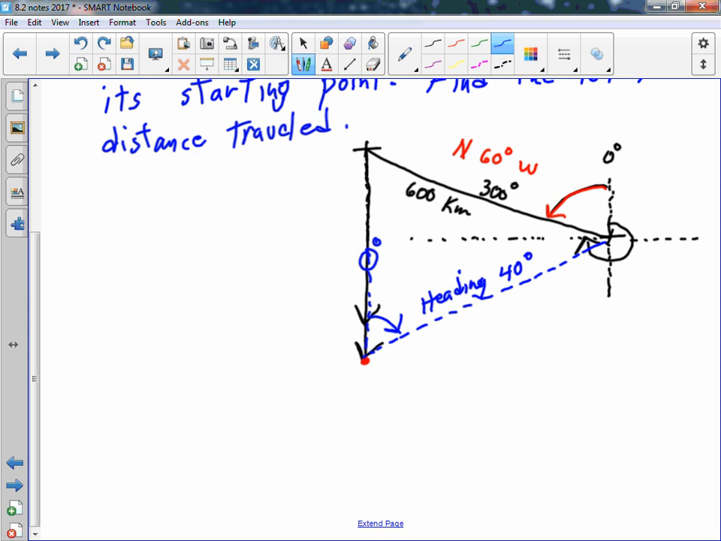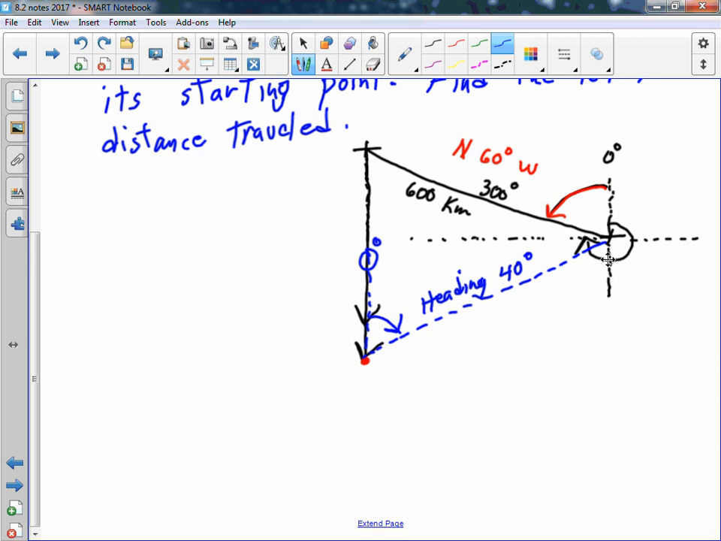Thank you. So our heading is 40 degrees. Now, here's the tricky part. So north, from this perspective of this red point right here where we turned, north is now 0 degrees, and we measure our heading 40 degrees. And we're saying, what is our distance?